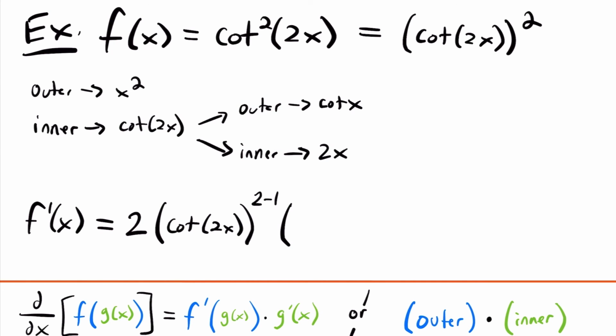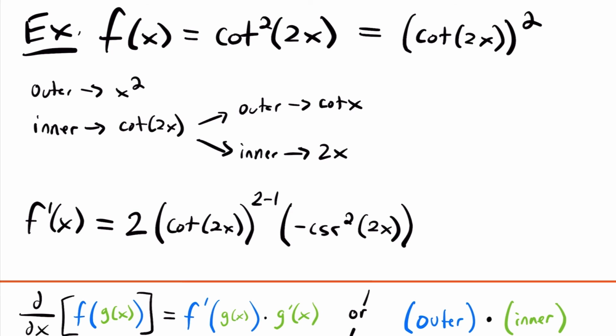So now let's start by taking the derivative of our outer function. We're going to have the derivative of cotangent. And if you remember, the derivative of cotangent x is negative cosecant squared x. In this case, we want to keep that inside function the same, so we're still going to have that 2x. And that would be the first part of our derivative.